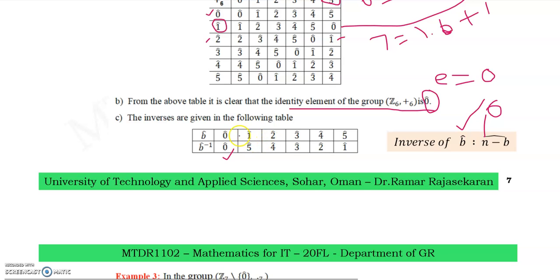See here, what is the inverse of 1? See here, inverse of b, here b is 1, so inverse of b is 6 minus 1, because here the given set is Z6. Okay, so now here to find the inverse of 1, just you go here, apply n is equal to 6 minus what is your b? b is 1. So 6 minus 1, so 5. What is the inverse of 2? 6 minus 2, 4. What is the inverse of 3? 6 minus 3. This is 6 minus 4. This is 6 minus 1. Because here n is 6. Okay, similarly you can complete the table.